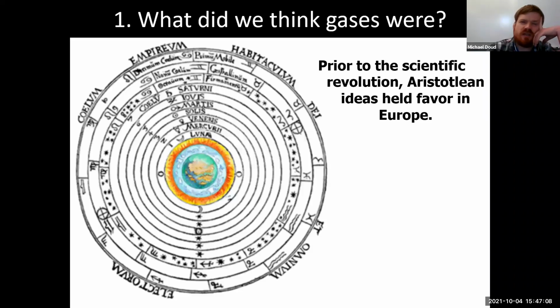But what did we used to think that gases were? We didn't know about molecules and atoms for forever, right? Until the 1800s, you'd say, that we had a solid atomic theory that we could understand. Well, prior to the scientific revolution in Europe in particular, there was a type of philosophy called Aristotelian philosophy that was the favorite in Europe.